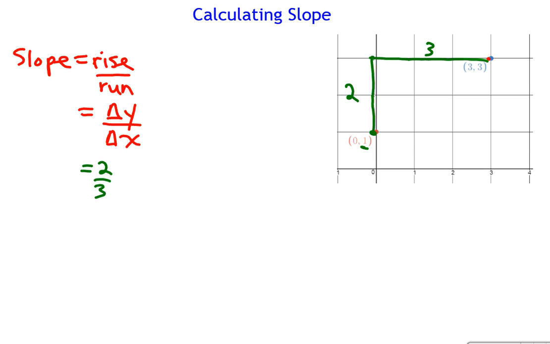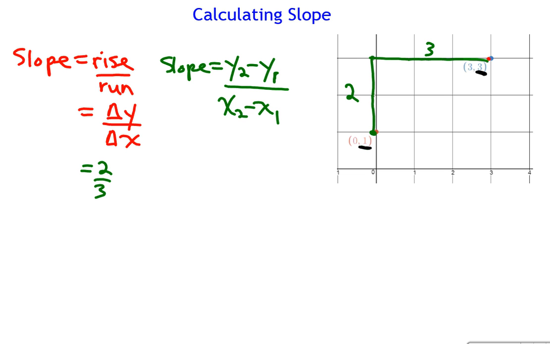However, we can also find the slope between those 2 points without counting the squares on the graph, and we can do that by just finding the difference in the y values. So the slope is equal to the change in the y values divided by the change in the x values. It doesn't matter which point we choose to be our point number 1 and which one we choose to be our point number 2, as long as we're consistent.